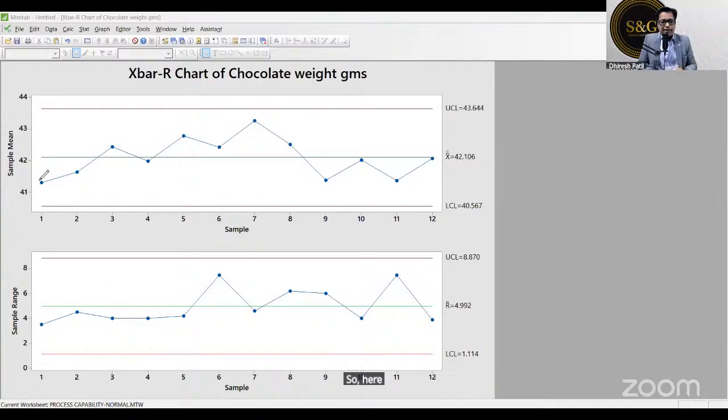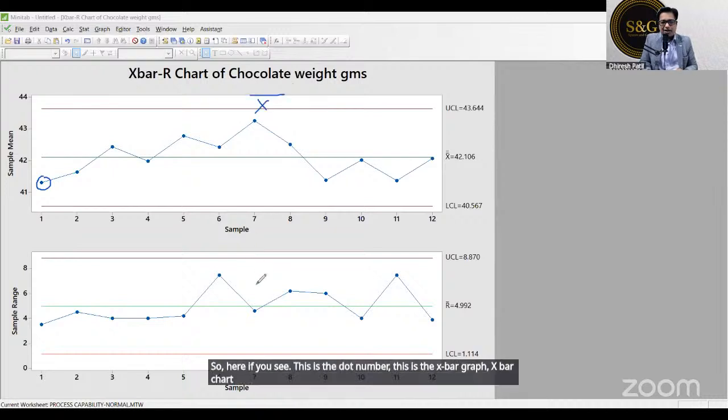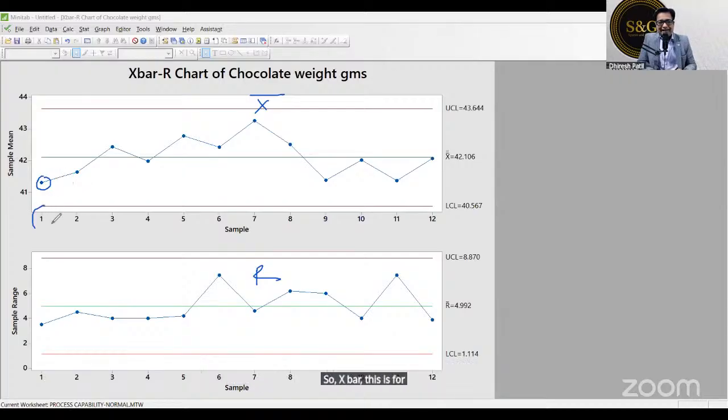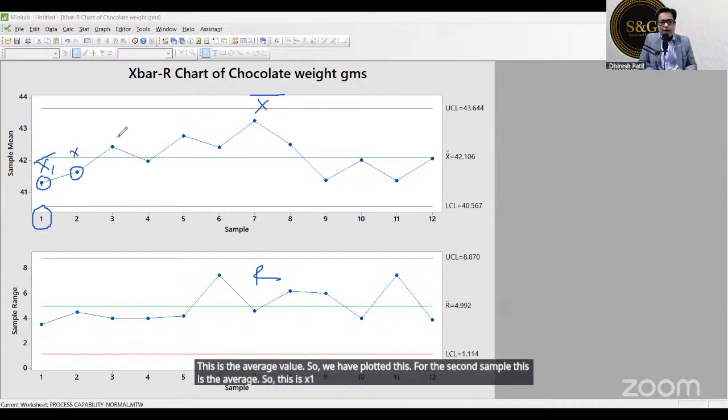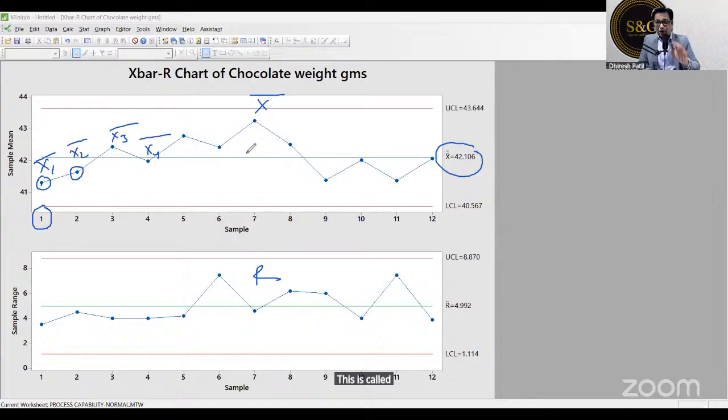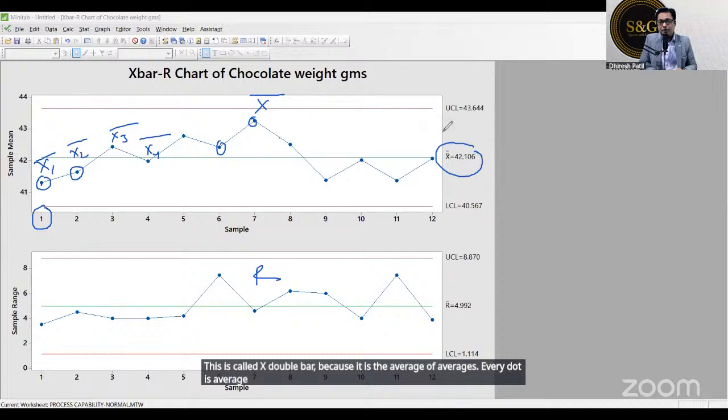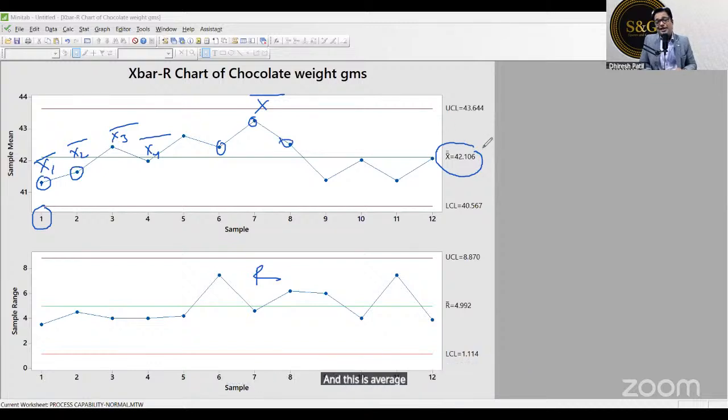So here if you see, this is the dot number. This is the X bar chart, and this is the R chart. X bar, this is for the first 10 samples. This is the average value, so we have plotted this. For the second sample, this is the average. So this is X1 bar, this is X2 bar, this is X3 bar, this is X4 bar. And this is called X double bar because it is the average of averages. Every dot is an average already, and this is the average of averages. That's why it's called X double bar.